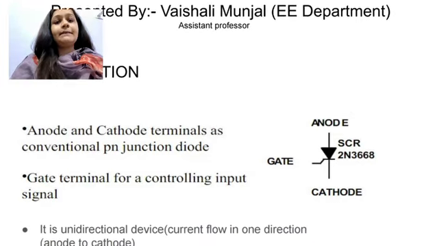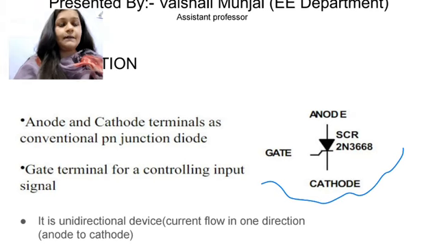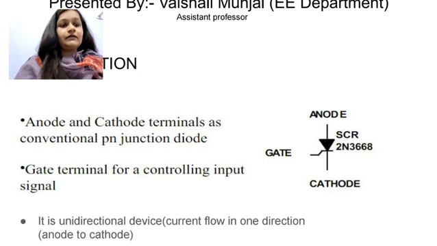This is the basic symbol of a thyristor. We can see it is like a conventional PN junction diode, but the difference is that the gate terminal is extra in this. The gate terminal makes the thyristor unique. The gate terminal is used for controlling input signals. And a thyristor is a unidirectional device, which means current flows in one direction, for example from anode to cathode.